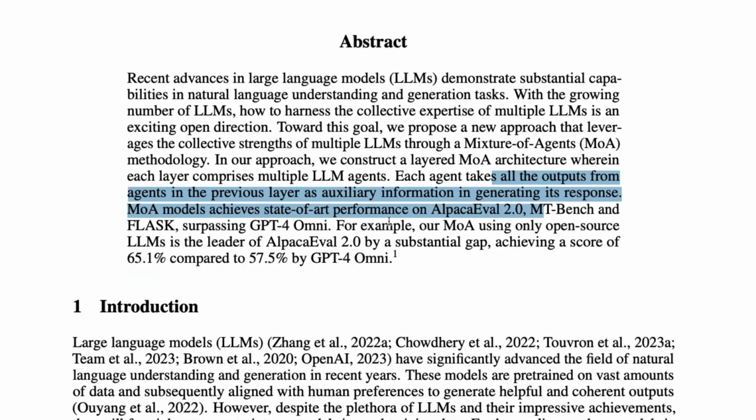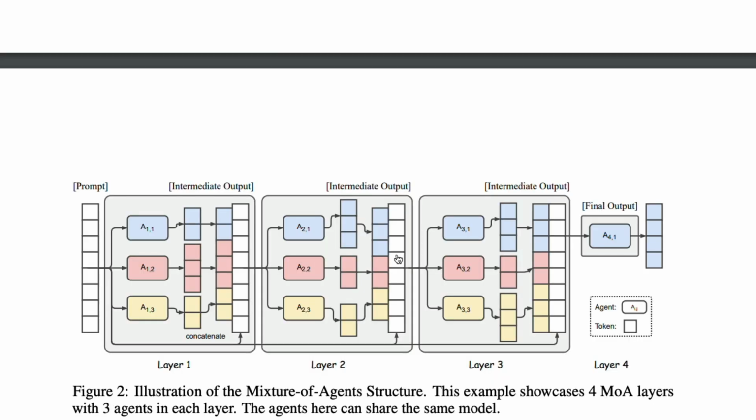And quickly seeing the description: in our approach, we construct a layered mixture of agents architecture wherein each layer comprises multiple LLM agents. Each agent, even though it's called an LLM agent, is simply an LLM. Each agent takes all the outputs from the agents in the previous layer as auxiliary information in generating its responses. Mixture of agents models achieve state-of-the-art performance on AlpacaEval 2.0, MT-Bench and FLASK, surpassing GPT-4o. For example, our mixture of agents using only open source LLMs is the leader of AlpacaEval 2.0 by a substantial gap. So technically, this is a good approach.